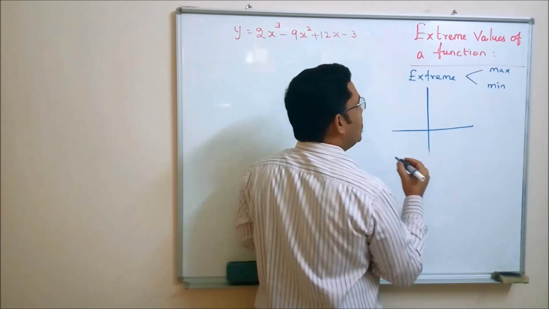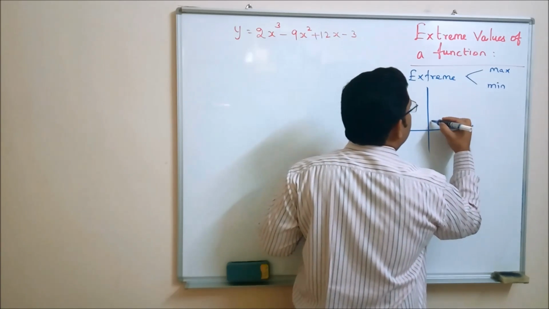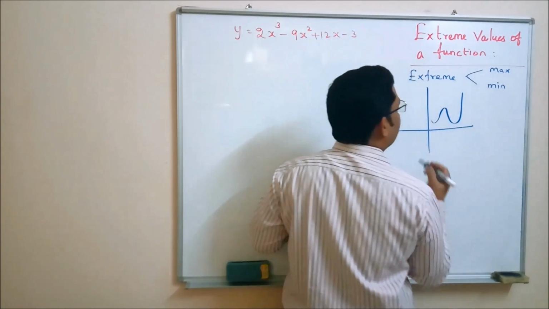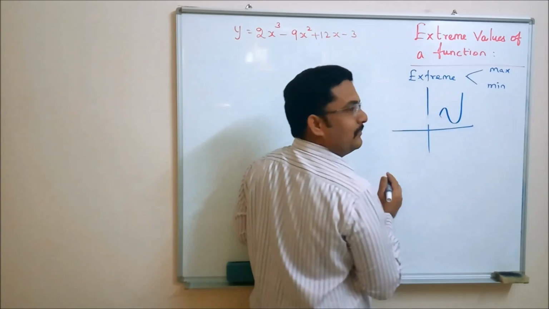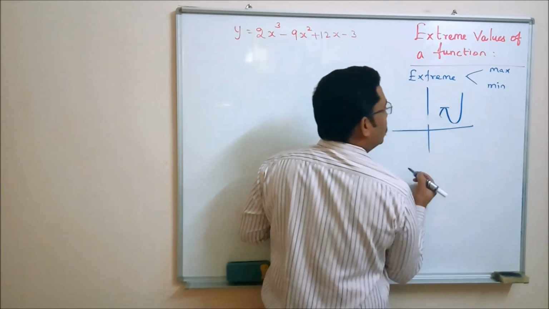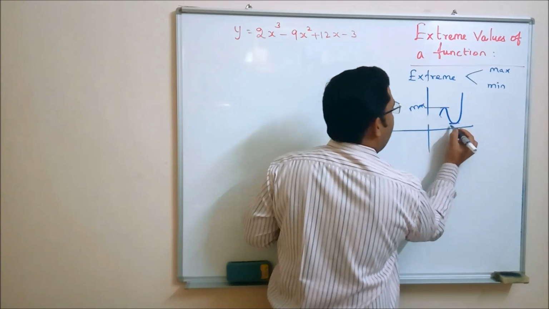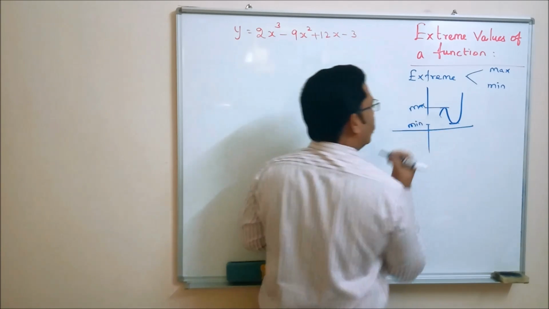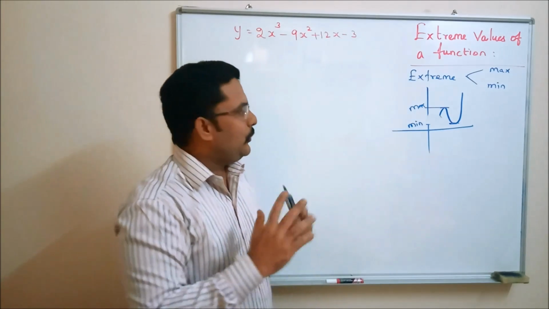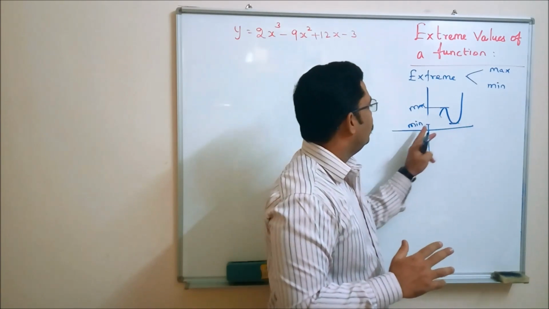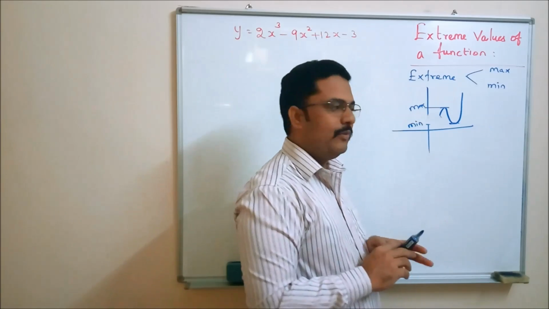While we are talking about maximum values or minimum values, we may have a question in our mind. Suppose your curve is like this. This is the maximum value, and this will be the minimum value. So in the restricted domain, we are getting our minimum and maximum value.